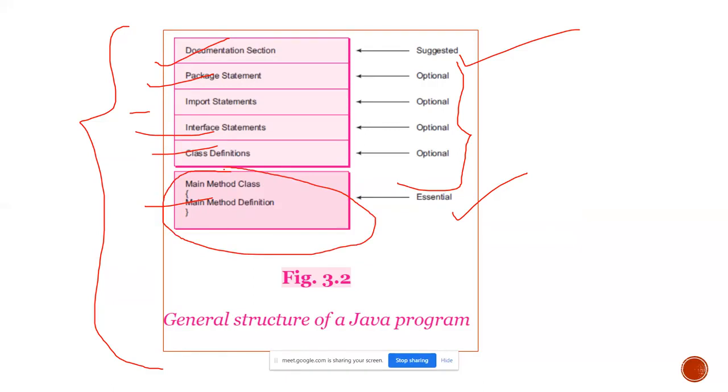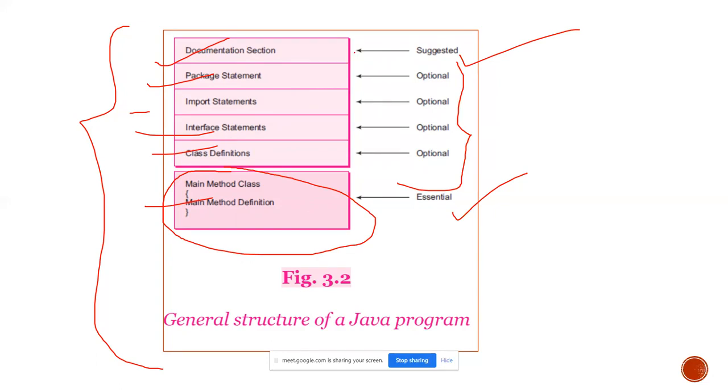As the heart is very important to each one of us, the main method is very important to every Java program. Without a heart, you cannot breathe. Without the main method, a Java program cannot be executed. So all other parts are optional. Even if you don't have a package statement, import statement, interface statement, or class definition, you can run a Java program. And the documentation section is not optional, but it is suggested.